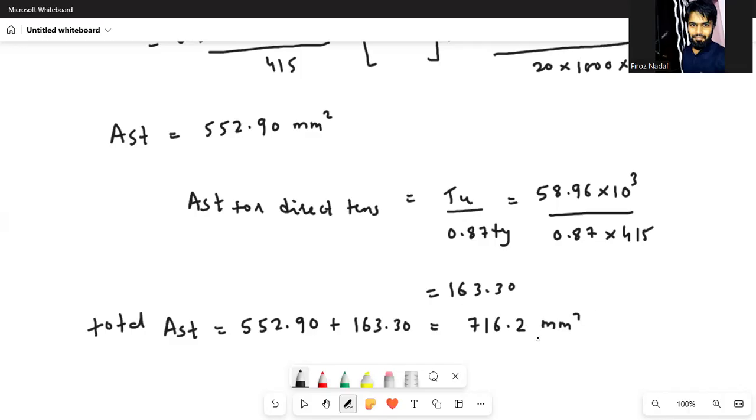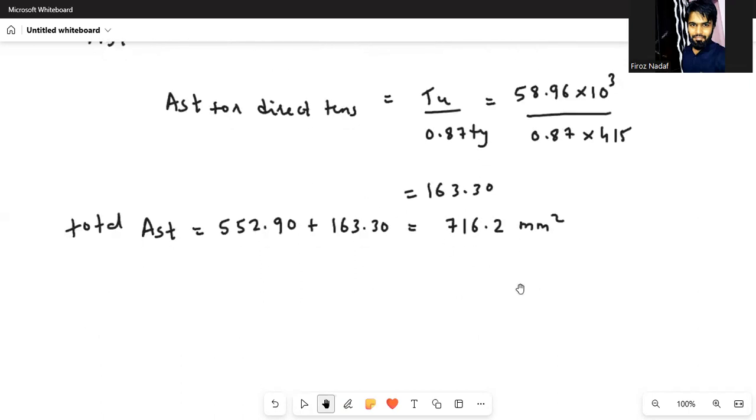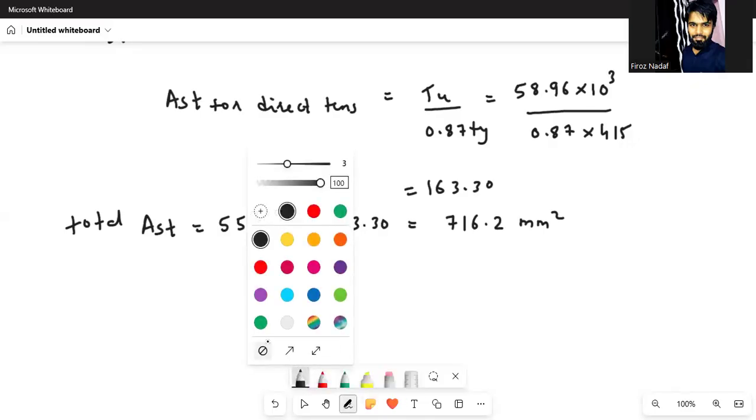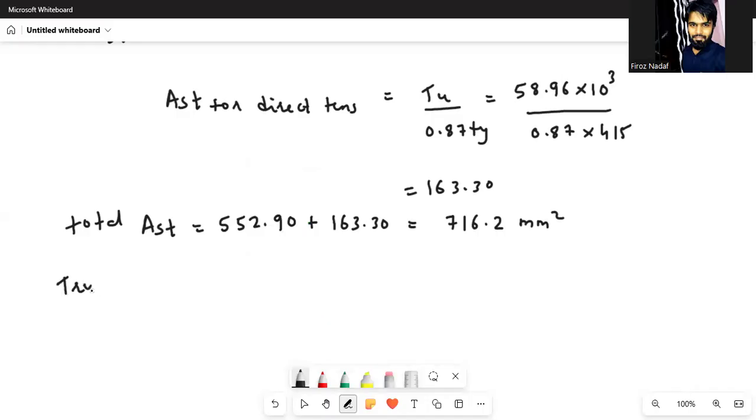mm square. Okay, and it is greater than the minimum reinforcement. The minimum reinforcement is 216 mm square. So what we are getting for the corners, AST for the corner, is 716, which is more than the minimum reinforcement. Okay, and we can assume some bars. Try 12 mm bar. If you're trying 12 mm bar, how to find the spacing? You know how to find the spacing in the slab. In the same manner, spacing has to be calculated in the sidewall design of bunker.